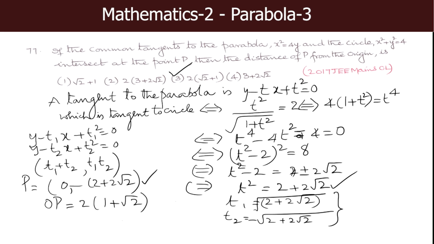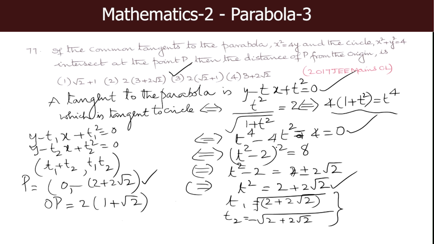It has to be done a little carefully. I hope you follow all this. First of all, try to find the common tangents. A tangent to the parabola is y minus tx plus t square equal to 0. This is also tangent to the circle x square plus y square equal to 4 if and only if the distance of the center of the circle from the line is equal to the radius. The radius is 2, and the distance of the center 0, 0 from this line is t square by root of 1 plus t square. This is the same as 4 times 1 plus t square equal to t power 4, a biquadratic equation t power 4 minus 4 t square minus 4 equal to 0.